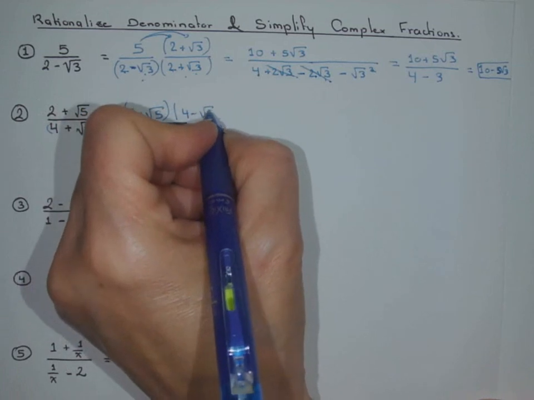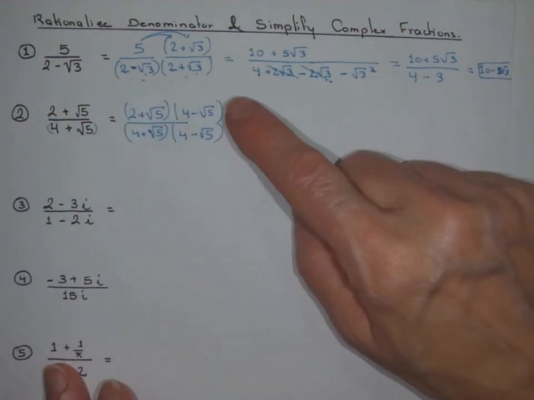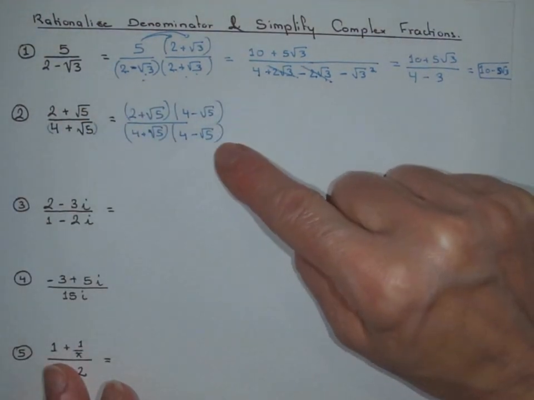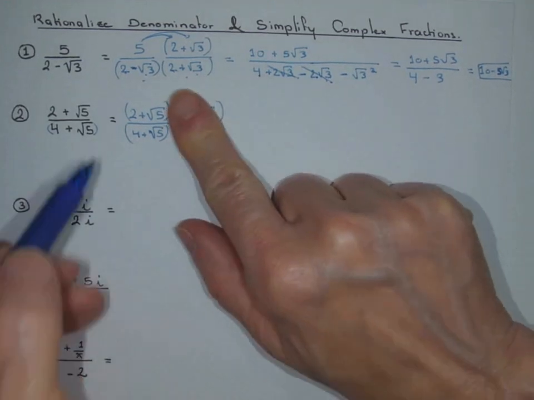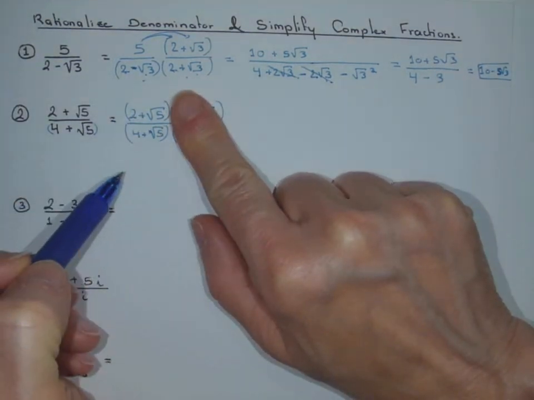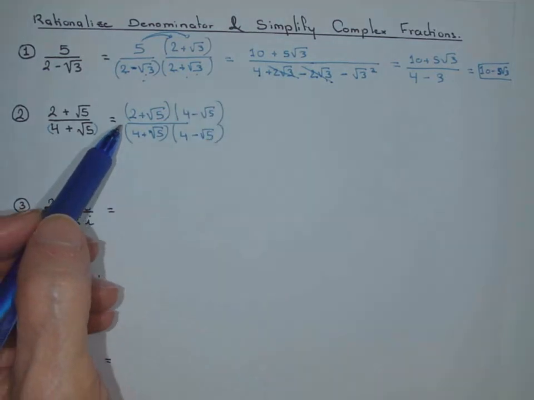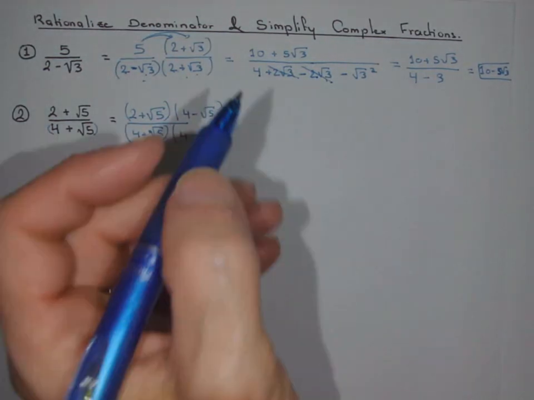4 minus square root of 5. Because 4 minus square root of 5 divided by 4 minus square root of 5, that's just a 1. So we didn't really change anything. It's multiplying by 1. But it's going to help us rationalize that denominator.